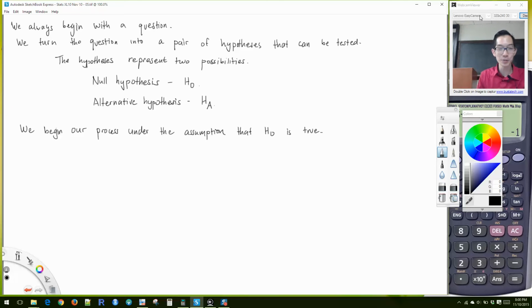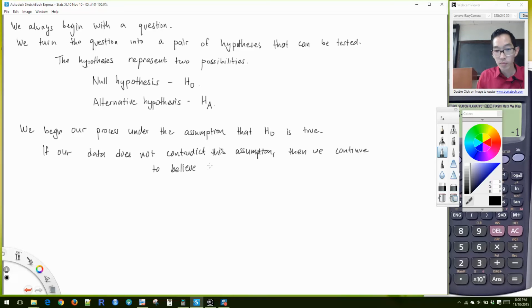Okay, anyway, so let me write this down. We begin our process under the assumption that the null hypothesis is true, okay? If our data does not contradict this assumption, then we continue to believe that the null hypothesis is true. Okay? Notice this does not prove that it is true, but we just continue in our current state of belief. Okay?